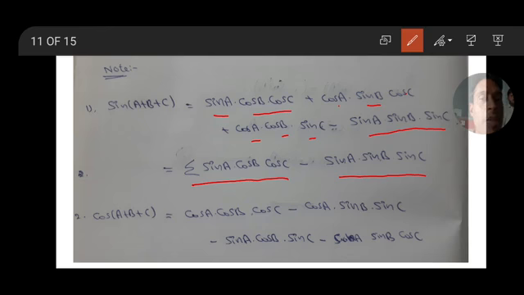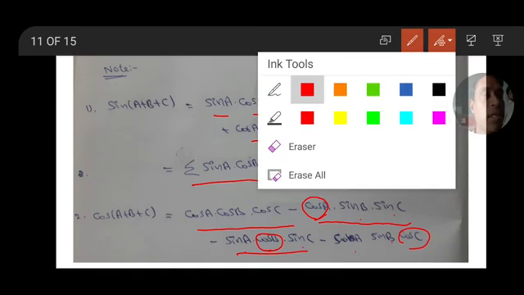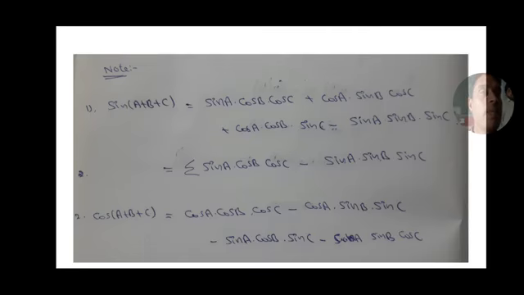Next, cos of a plus b plus c equals cos a cos b cos c minus cos a sin b sin c minus sin a cos b sin c minus sin a sin b cos c. Here first term is cos, remaining 2 are sin. Second is cos, remaining 2 are sin. Third is cos, remaining 2 are sin. Okay. Next, tan of a plus b plus c.